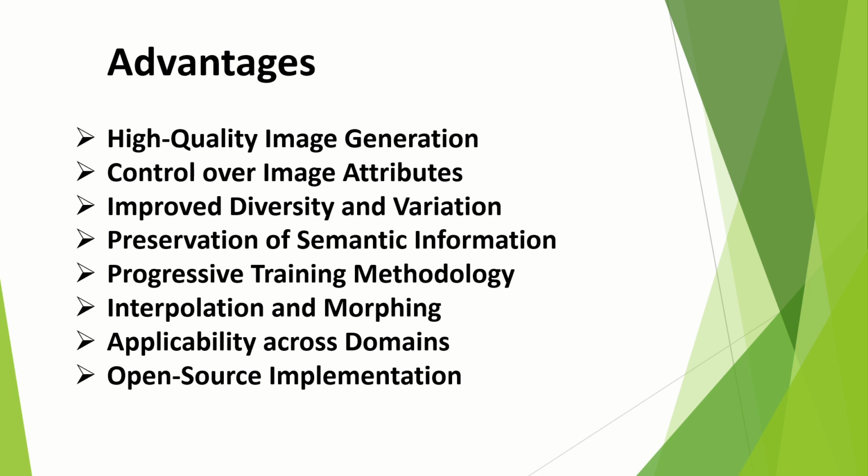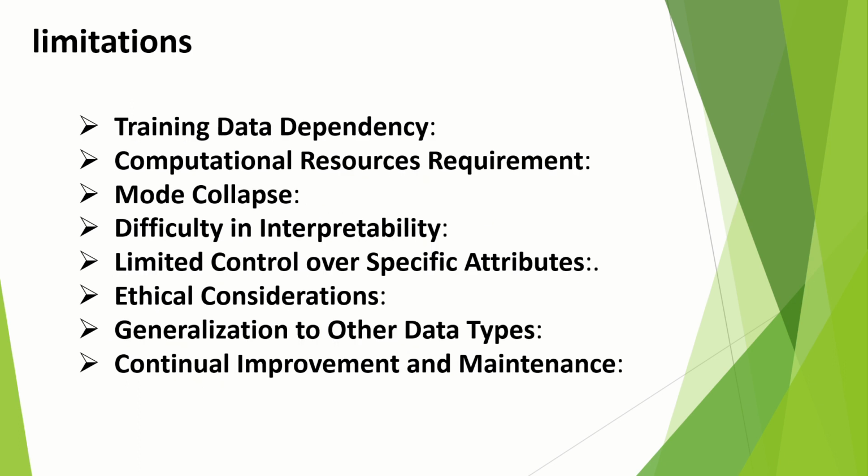These are the advantages. For limitations, the first limitation of this algorithm is training data dependency. StyleGAN's performance heavily relies on the quality and diversity of the training data. If the dataset is biased or lacks diversity, the generated images may inherit these shortcomings, leading to issues such as underrepresenting certain demographics or overlooking specific characteristics.